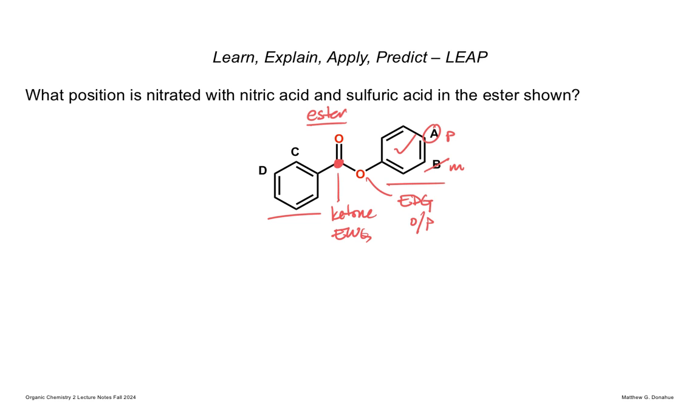So for this type of problem where you have two rings, you have to look at the benzylic atoms of each and see, is it electron withdrawing or electron donating? Electron donating is typically going to win, and those are ortho-para directors.